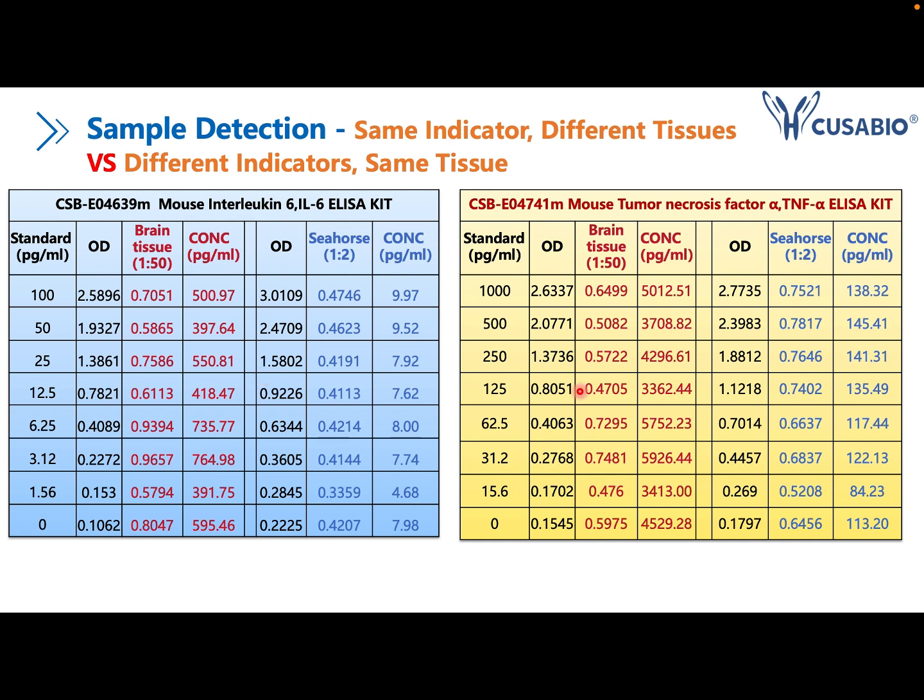By doing this, I'm showing you that when choosing the ELISA kit, you can always check the sample types that are suitable for this ELISA kit. And in our product page, we always have the details listed there. So based on that information, you can get a very good kit for your experiment.